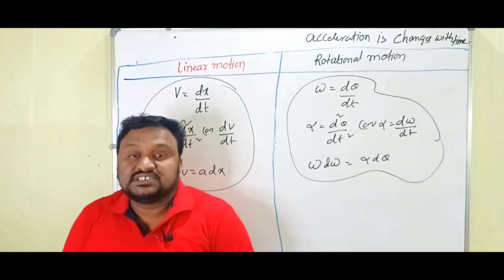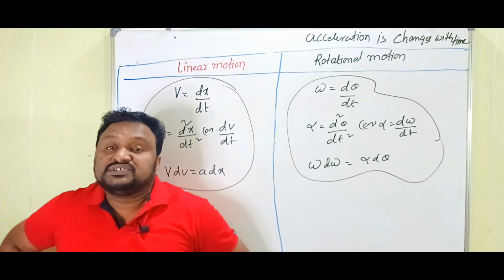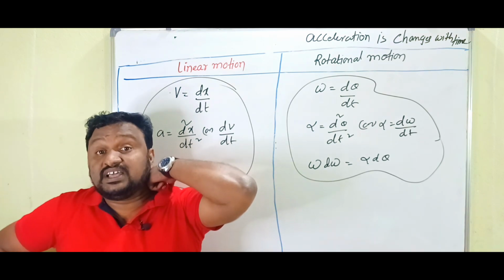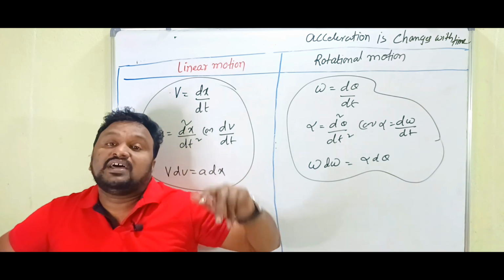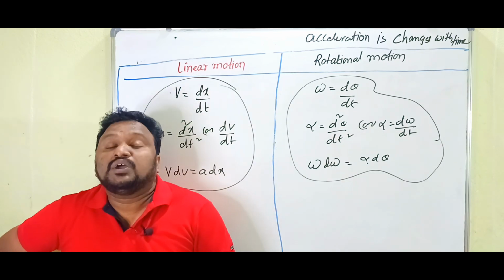So children, this is the information about the equations of motion under different conditions: when the acceleration is 0, when the body is moving with constant acceleration, and when the acceleration changes with time. So I hope you understand.